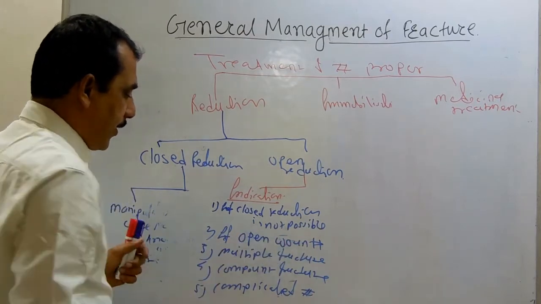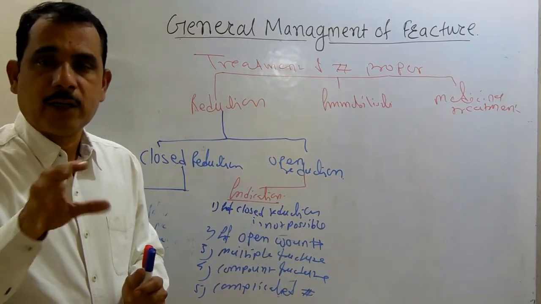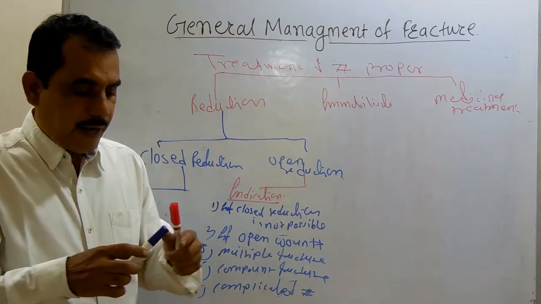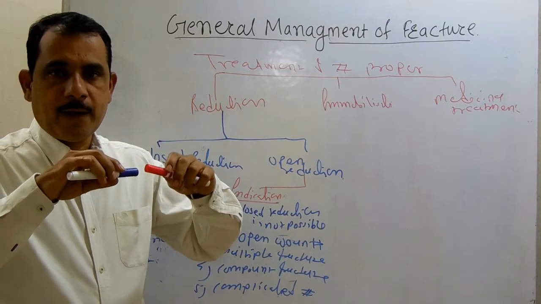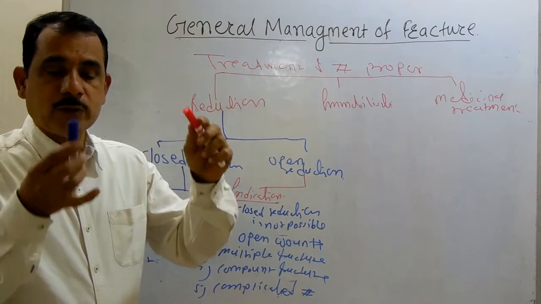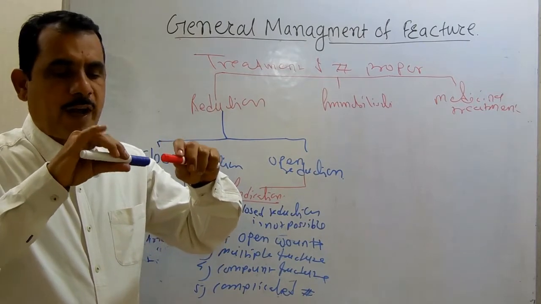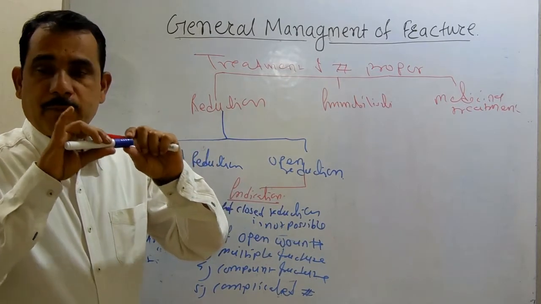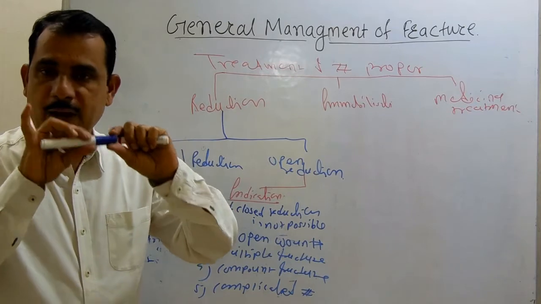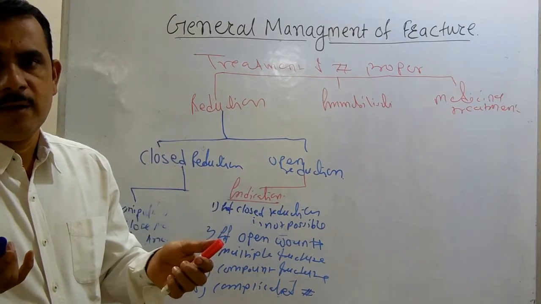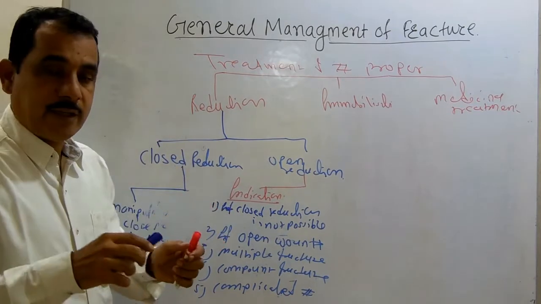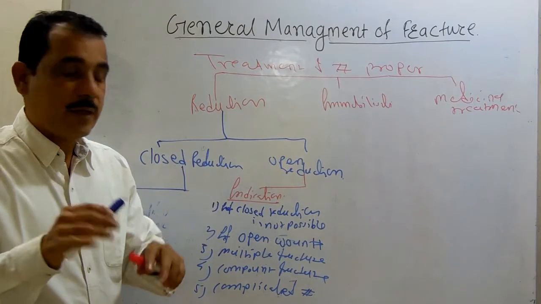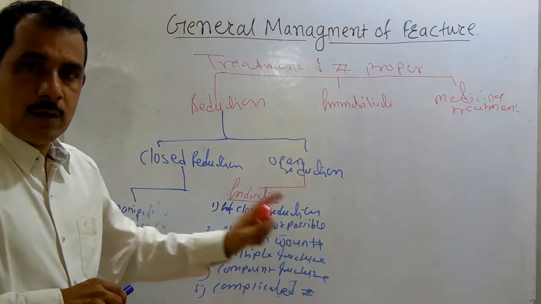Then in multiple fracture, closed reduction is not possible. Why? Suppose a bone is fractured into 3 pieces and you try to manipulate or give traction. What happens? The 2 fractured bone pieces will be pulled and the middle fragment will remain immobile, or non-reduced. It will remain displaced. Do you understand? So in multiple fracture also it is not possible.